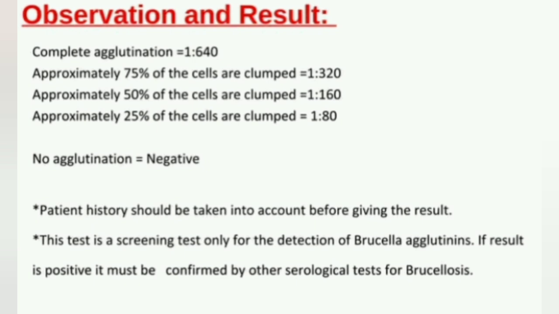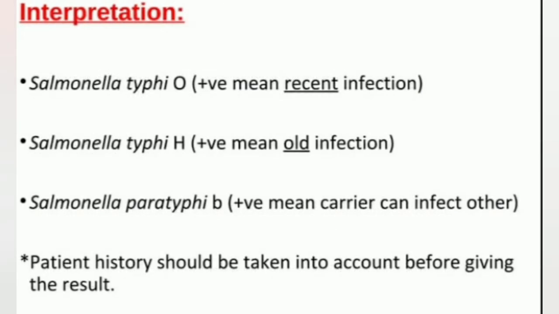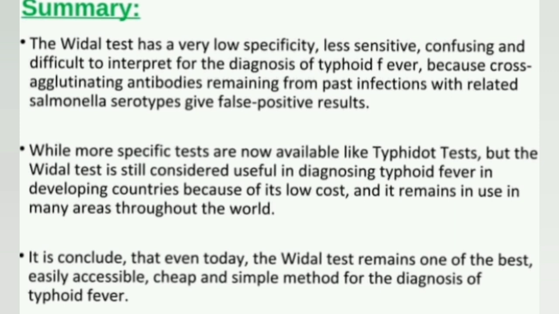Approximately 75% of cells clumped is equal to 1 in 320 ratio. Approximately 50% of cells clumped, 1 in 160 ratio. Approximately 20% of cells clumped, 1 in 80, where no agglutination is equal to negative. Patient history should be taken into account before giving the results. In positive cases, it may be confirmed by serological test or culture. Interpretation: Salmonella typhi O positive means recent infection.